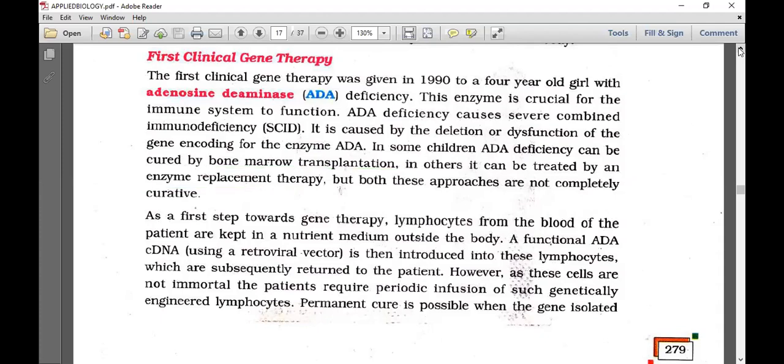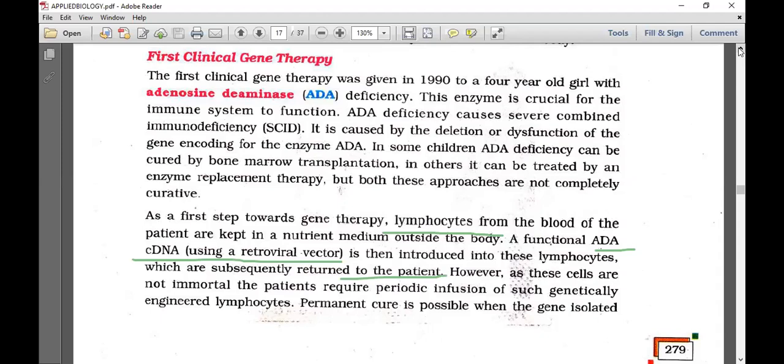As a first step towards the gene therapy, T lymphocytes from the blood of the patient are kept in a nutrient medium outside the body. A functional ADA cDNA using a retroviral vector is then introduced into these lymphocytes, which are subsequently returned to the patient. So, what is this? Ex vivo, somatic cell gene therapy.